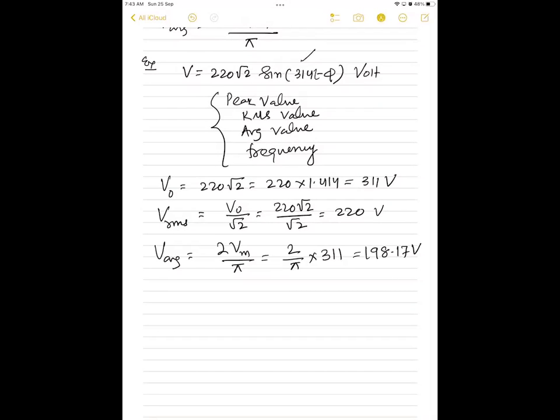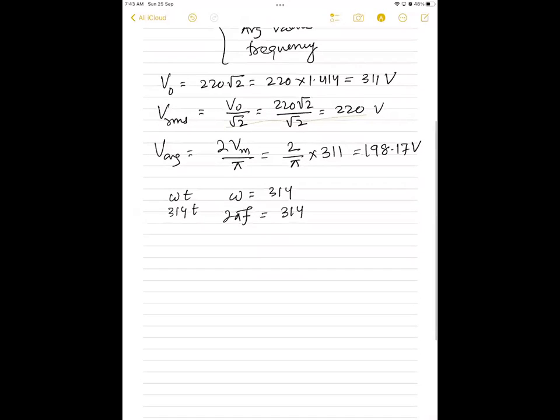Here t is there, sorry, we left this. This is omega t, so omega t is 314t. That means omega is equal to 314. From there you can find omega is equal to 2 pi f. So f is equal to 314 by 2 pi, that is equal to 50 hertz. This is the basic type of question, right? Understood?